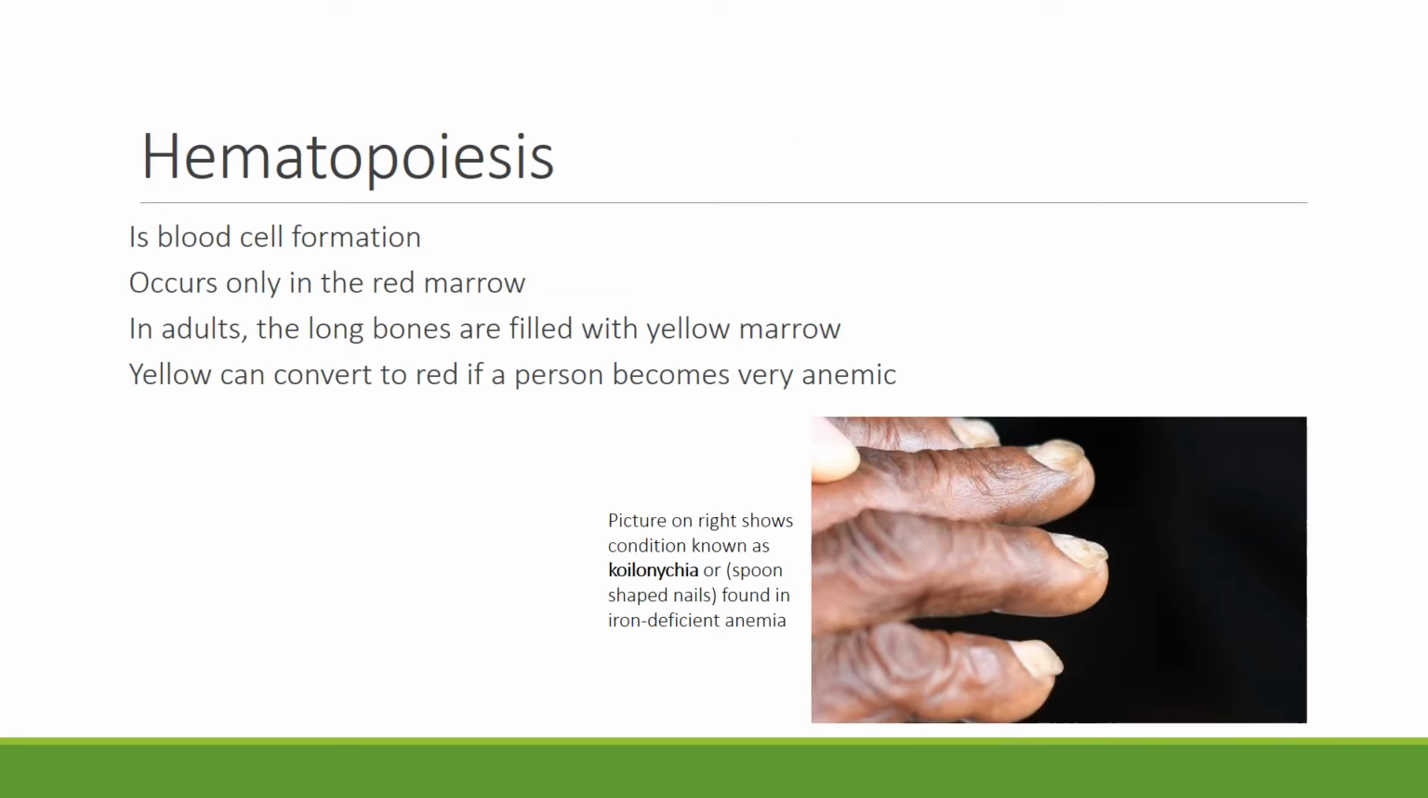Hematopoiesis is the process in the body by which all blood cells are formed. This process occurs only in red marrow. In adults, the long bones are filled with yellow marrow, so hematopoiesis does not occur here. Yellow marrow can convert to red marrow if a person becomes anemic. If you look at the picture on the right, this shows a condition known as koilonychia, which means spoon-shaped nails, and it's found in people who have iron-deficient anemia.